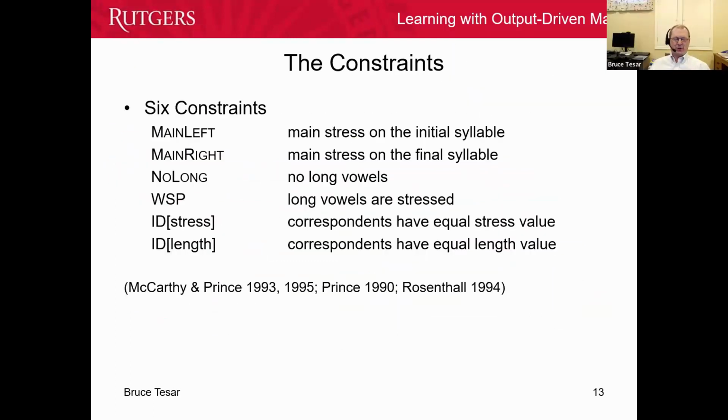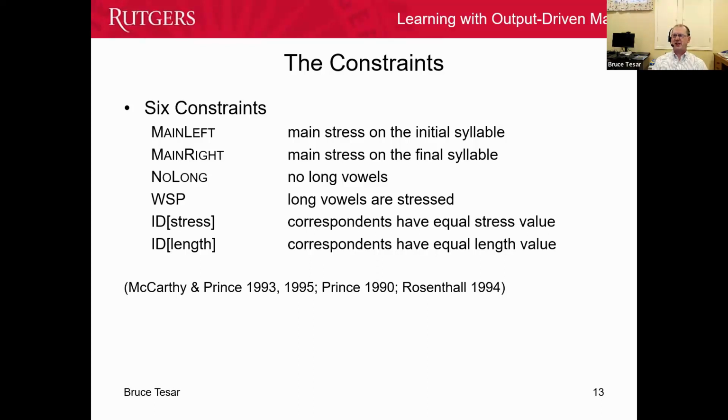Right. So the six constraints, roughly in terms of their meaning: ML is main left, and that's a constraint on where the stress should go. The main left constraint says stress should go on the initial syllable. Main right is the same kind of idea in the other direction. Stress should go on the last syllable. Those are the only two choices when you're dealing with two-syllable words.